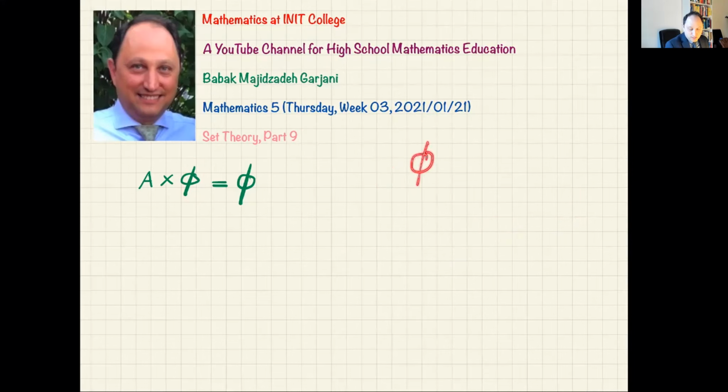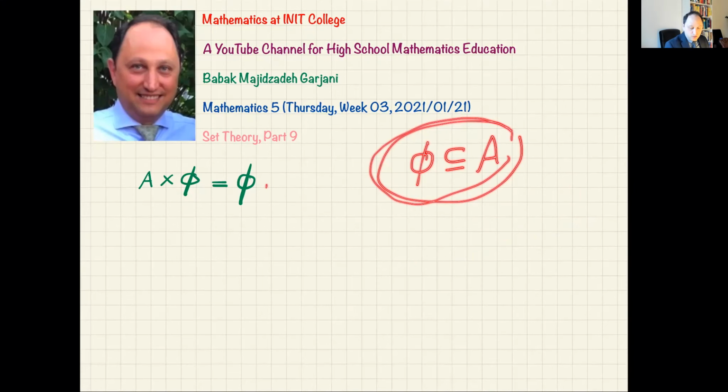Do you remember my demonstration that the empty set is a subset of every set? Why is this correct? Why is the empty set a subset of any set? This kind of argument that I used there can also be used here. So by the way, do you remember why the empty set is a subset of every set?